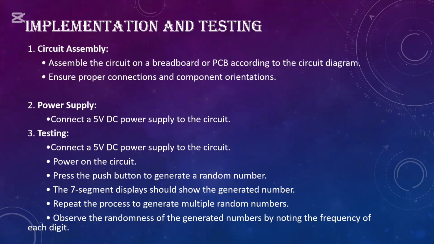Third, the last one is testing. Power on the circuit. Press the push button to generate a random number. The 7-segment display should show the generated number. Repeat the process to generate multiple random numbers. Observe the randomness of the generated numbers by noting the frequency of each digit.